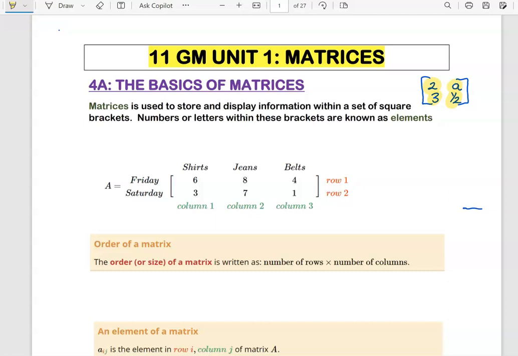So here we've got a matrix. You can see they're calling this matrix A, okay? And they're saying that it's showing me on Friday and Saturday how many, I'm going to say this is a shop, okay? So how many shirts, jeans, and belts were sold at this shop on those particular days. So you can see in the matrix, we've got these square brackets here. If we look at this, how many elements do we think this one has? Yep, good. So elements equals 6.